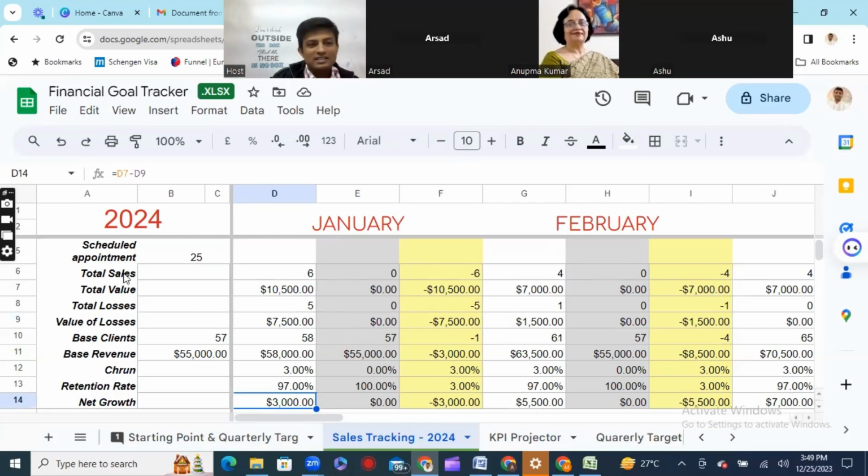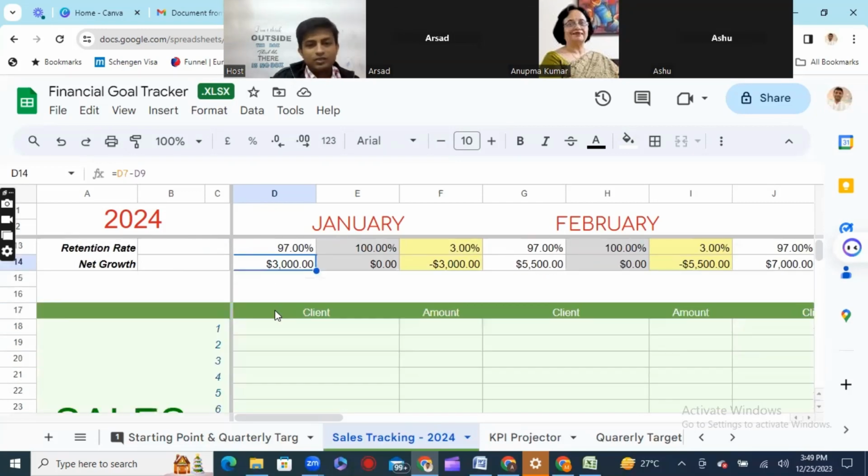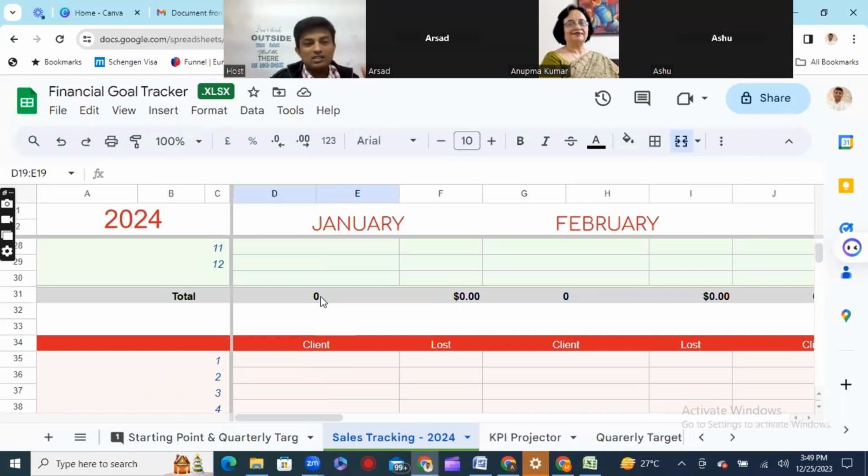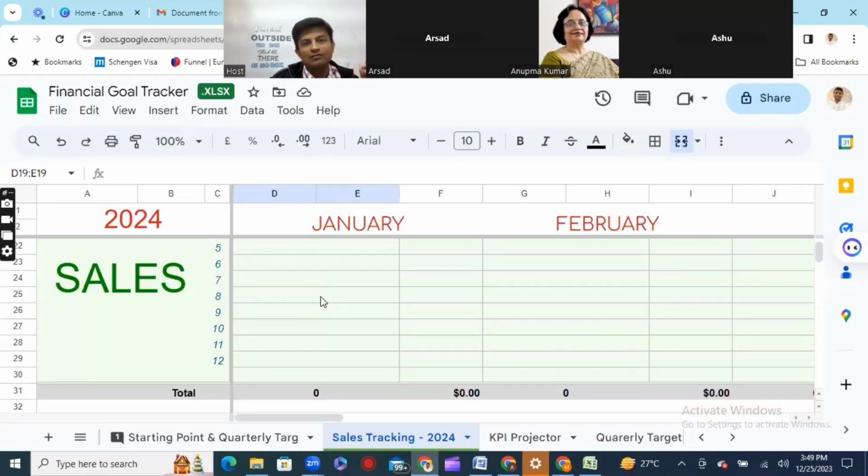Okay. Your sales target. Now, you have to write the name of the person and the amount which we are receiving. Okay, this is your sales and this is your lost data. For example, how many clients you are losing in 1 month, 2 months. So this is the model that will give you financial freedom.